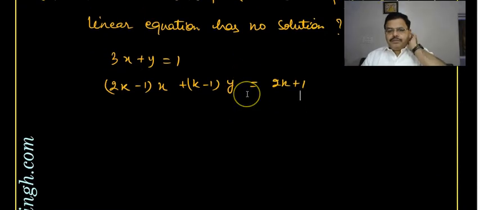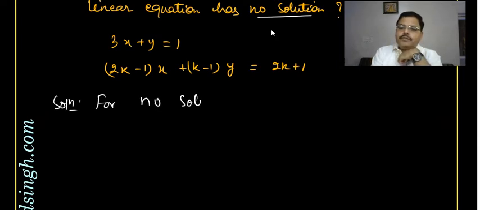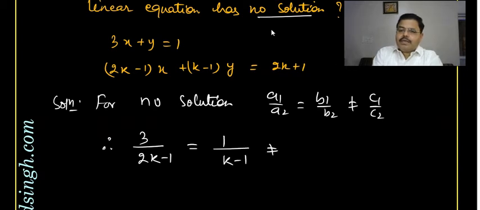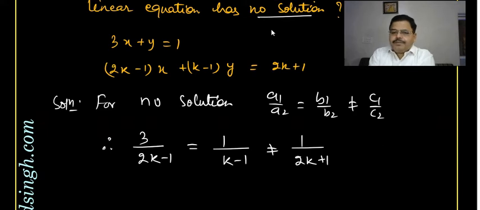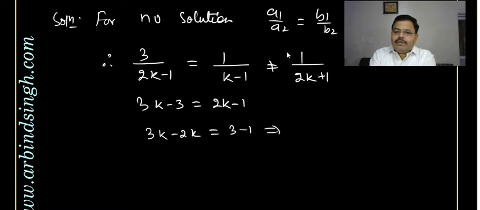So now we will write the solution. For no solution, the condition is a1/a2 = b1/b2 ≠ c1/c2. So we will use this, and therefore 3/(2k - 1) = 1/(k - 1), which should not be equal to 1/(2k + 1). So using the first two, we have 3k - 3 = 2k - 1. So 2k will come this side: 3k - 2k = 3 - 1.